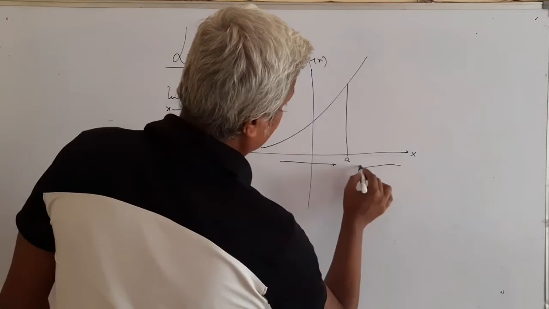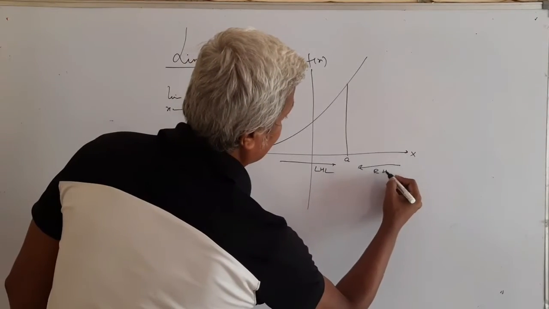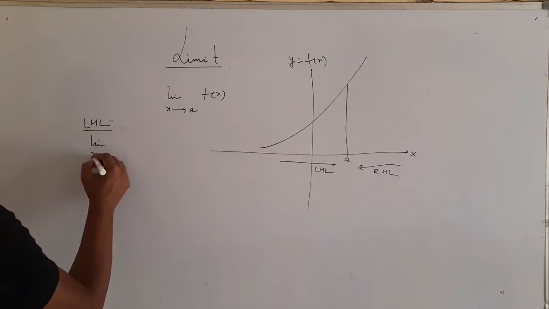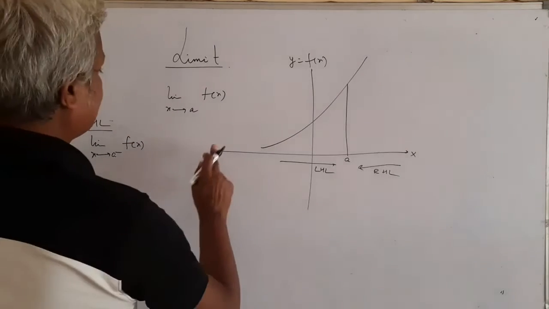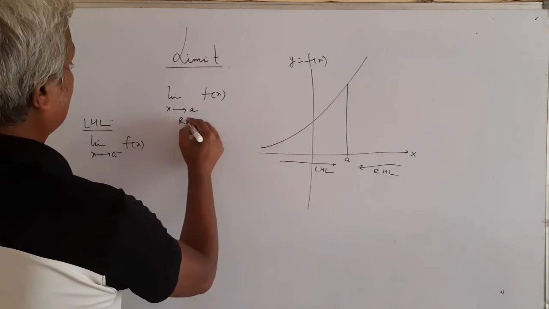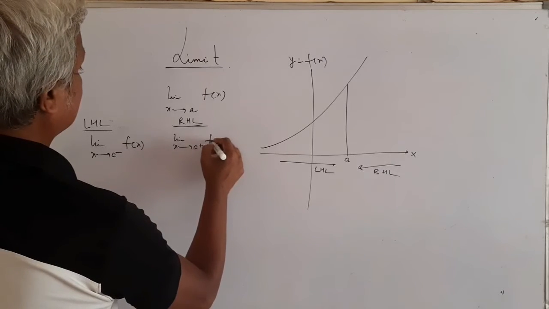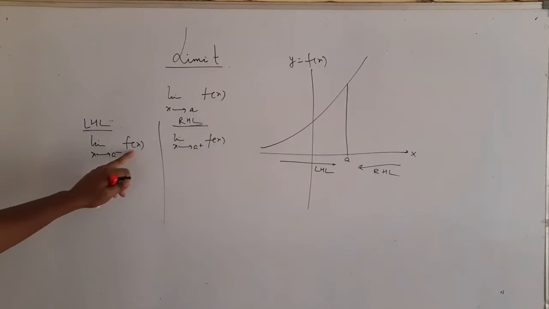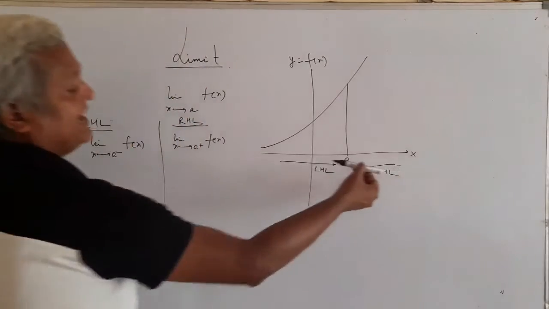So x can approach a from the two sides, either from the left hand side, which is called the left hand limit, or from the right hand side, the right hand limit. The left hand limit, LHL, we write as limit x tends to a minus f(x), and the RHL we write as limit x tends to a plus f(x). It means when x is approaching a from the left hand side, from this side, where will the function be approaching? And when x is approaching a from the right hand side, from this side, where will the function be approaching?